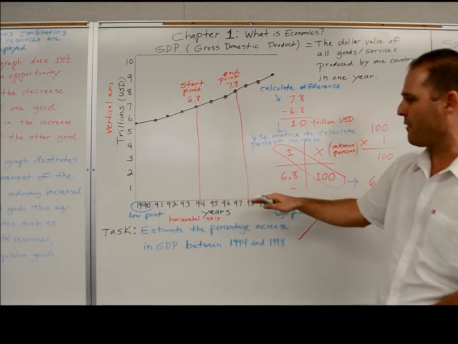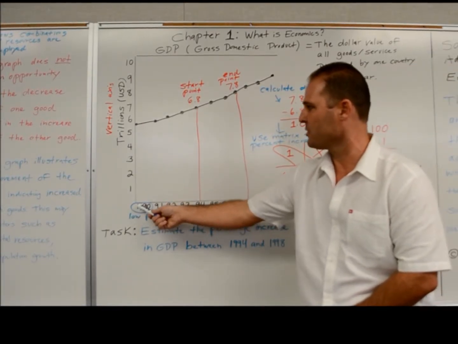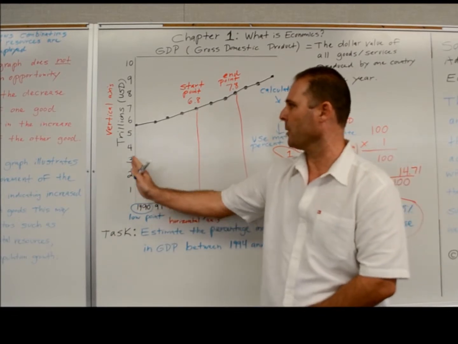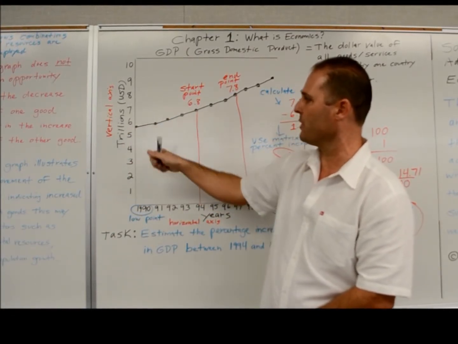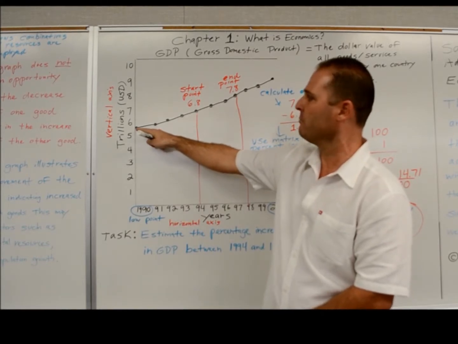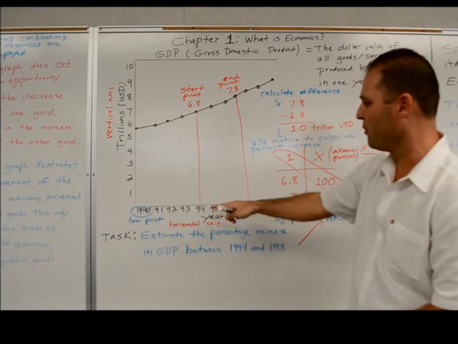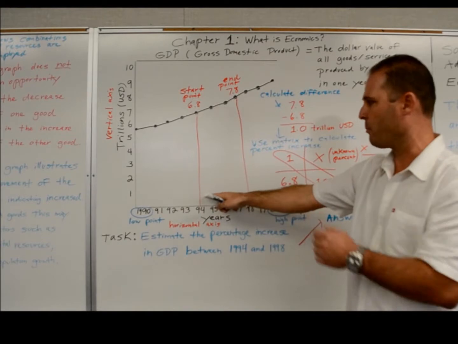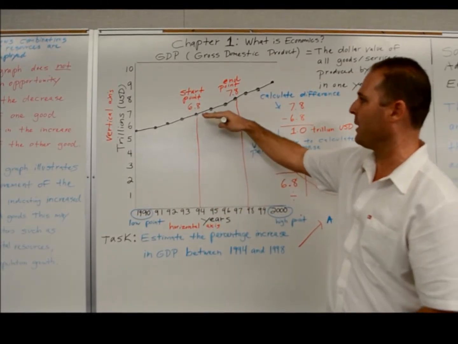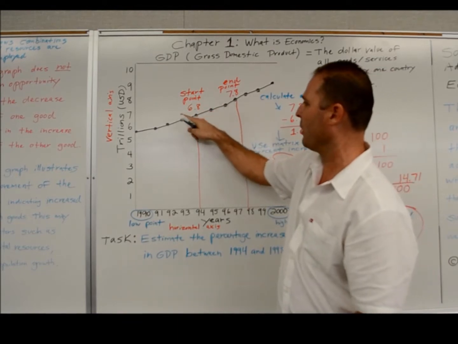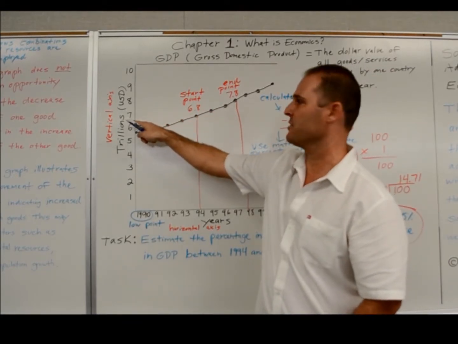If you look at our graph up here, we'll see our low point was 1990, when we look up the vertical axis in terms of total dollars, trillions of US dollars, was slightly over 5.5. So moving to 1994, which is our starting point for this task, we're starting at about 6.8. And we get that by looking left where it would intersect the vertical axis here.